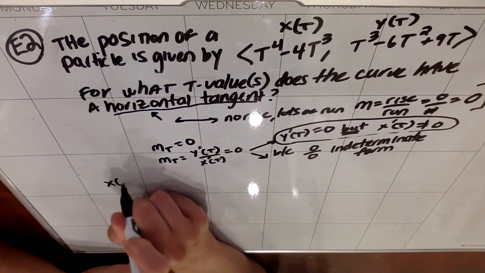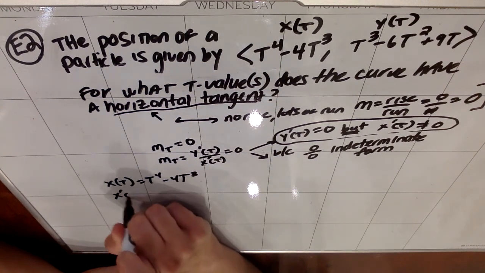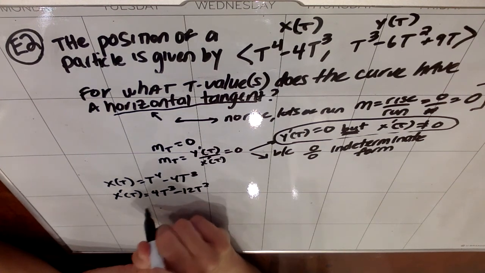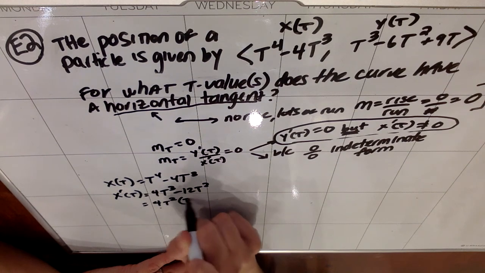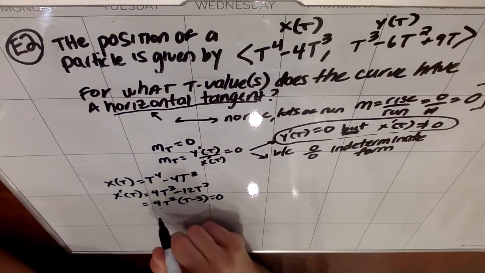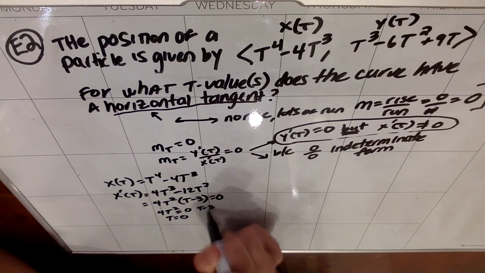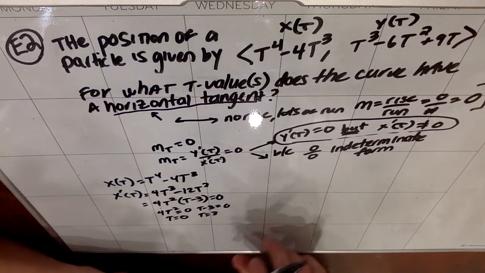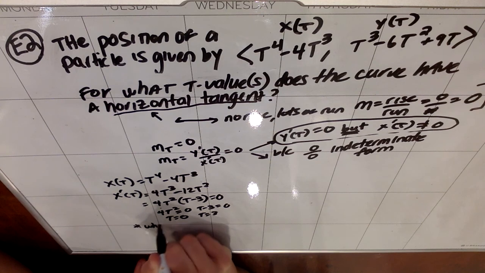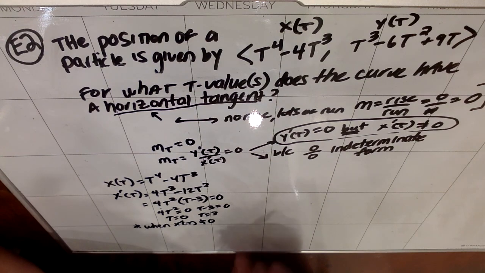So my x of t was t to the fourth minus 4t cubed. X prime of t will be 4t cubed minus 12t squared, which means I have a GCF of 4t squared times the quantity t minus 3, my bad. And that should be 0, right? We're trying to find when that's 0. So either 4t squared is 0, meaning t is 0, or t minus 3 is 0, which means I get t is 3. So those are the two times that x prime of t is 0. And remember, just as a side note, we want when x prime of t is not 0. So we don't want our answer to be either 0 or 3.